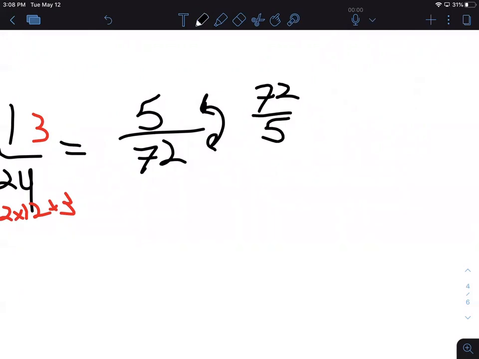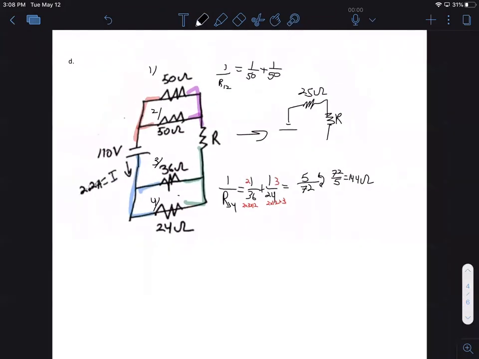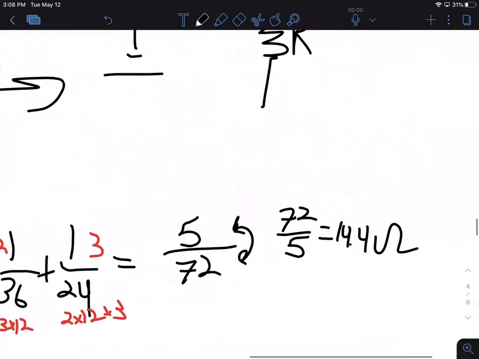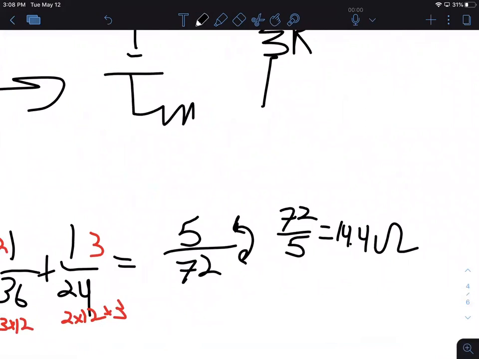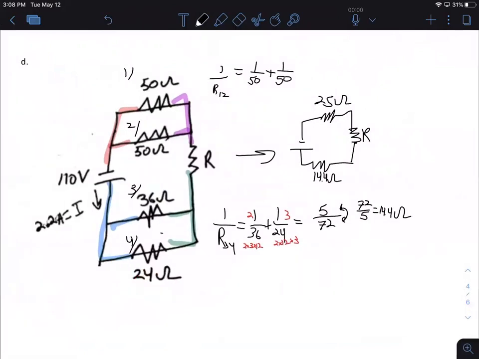We'll write that as a decimal for 72 divided by 5, 14.4 ohms. All right, so that's what happens when I shove those two together, 14.4 ohms. Nice.